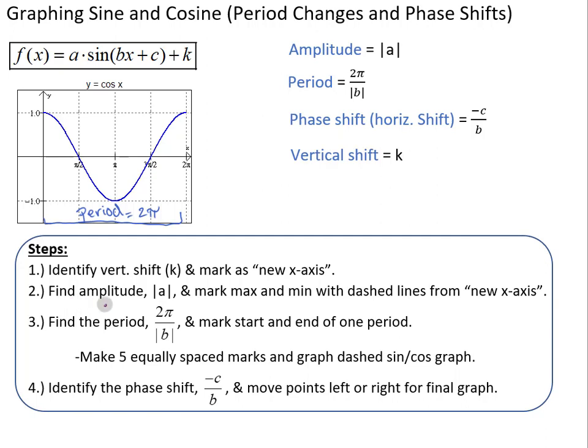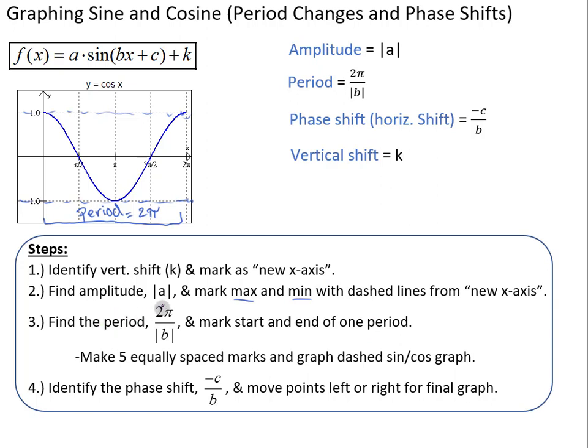Step 2 is find the amplitude, which is always the absolute value of a. Remember, amplitude is a distance, so it should always be positive. And we're going to go up or down that many units to mark the maximum and minimum with dashed lines, kind of to remind ourselves to stay in between the lines. Like if our amplitude is 1, we'd put these lines in to stay between +1 and -1. It can only go up or down 1 from the center.